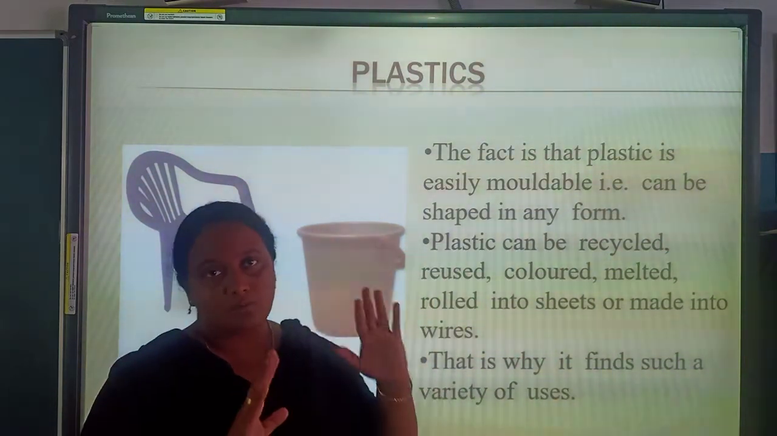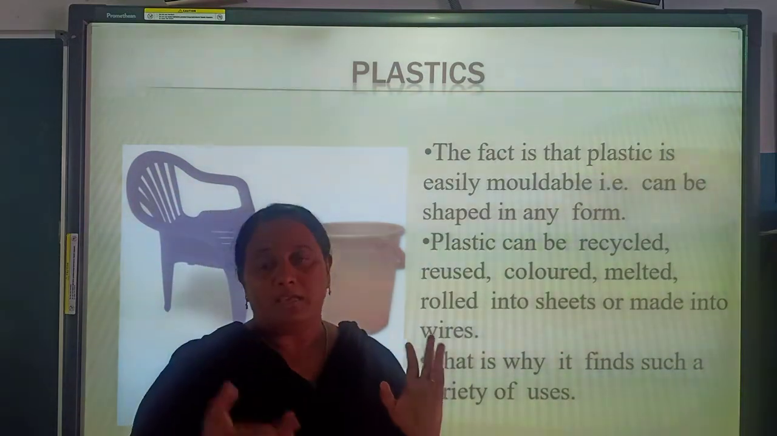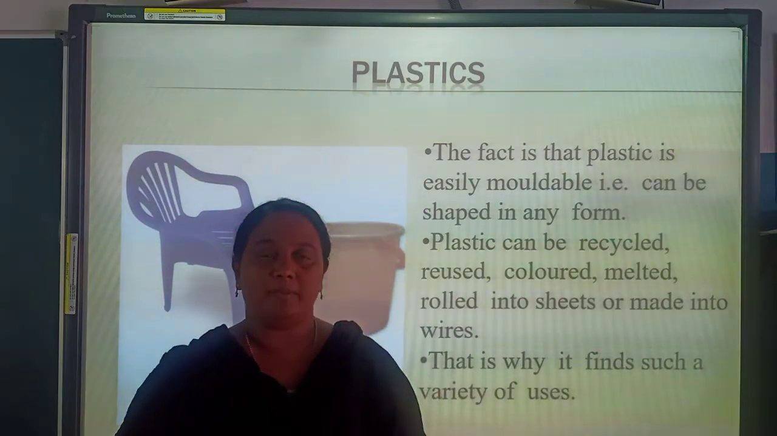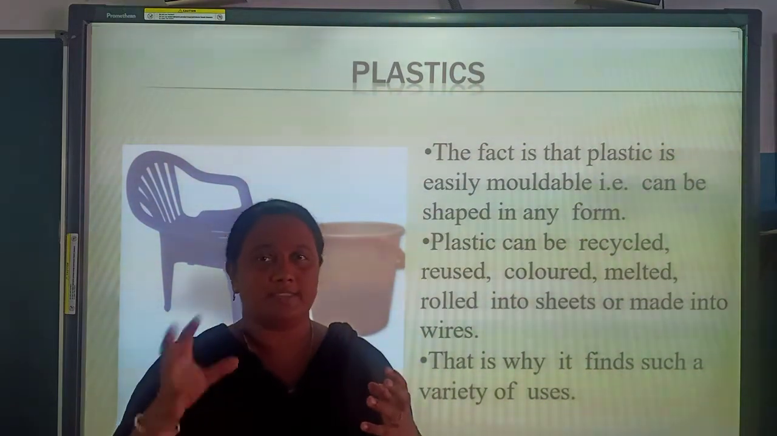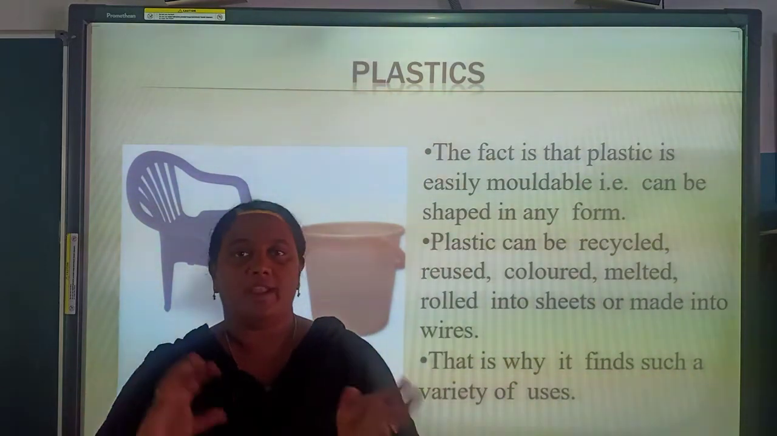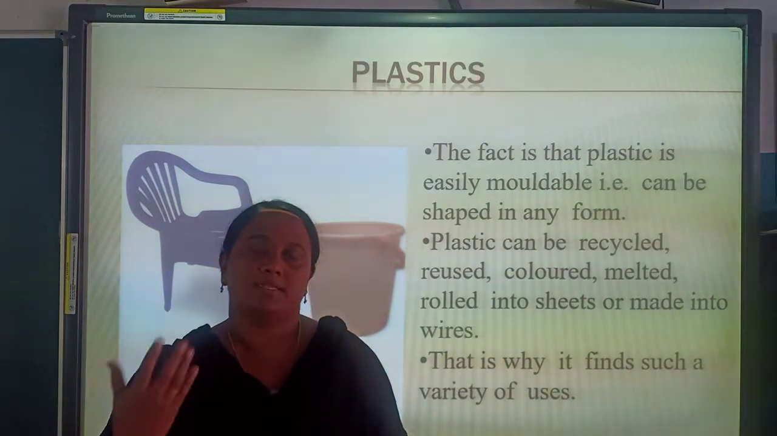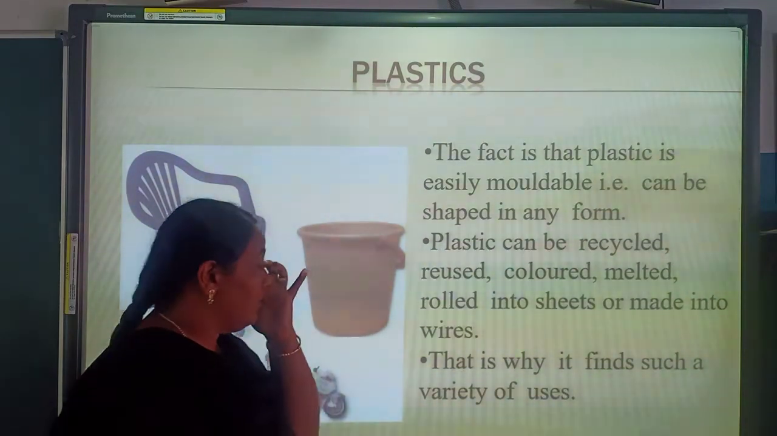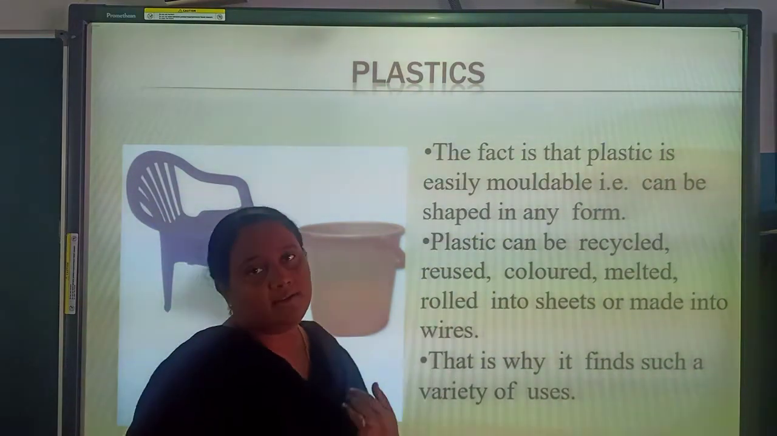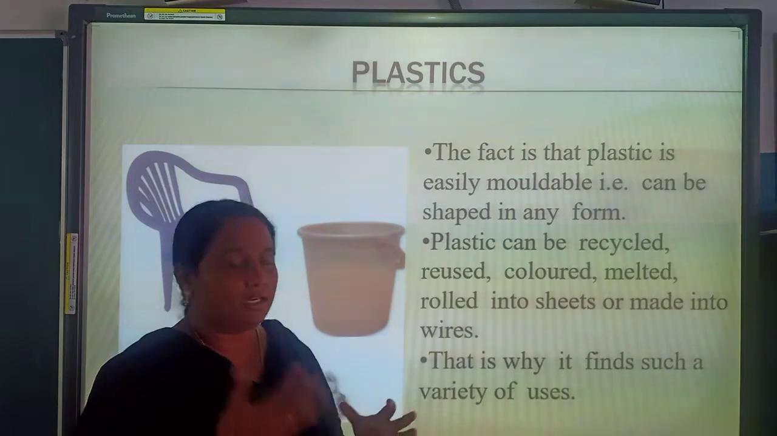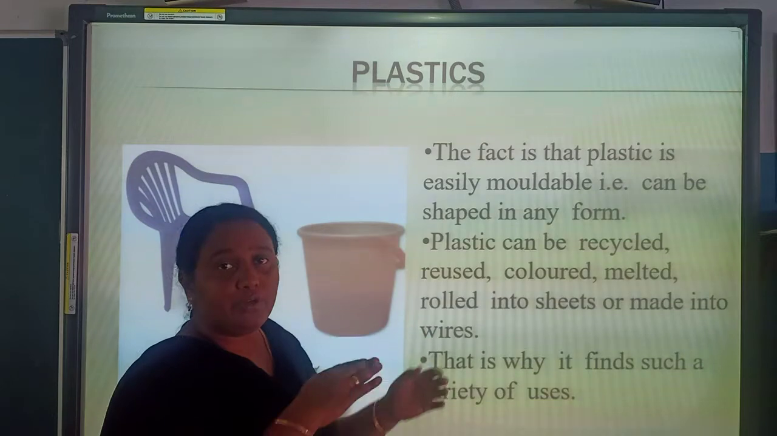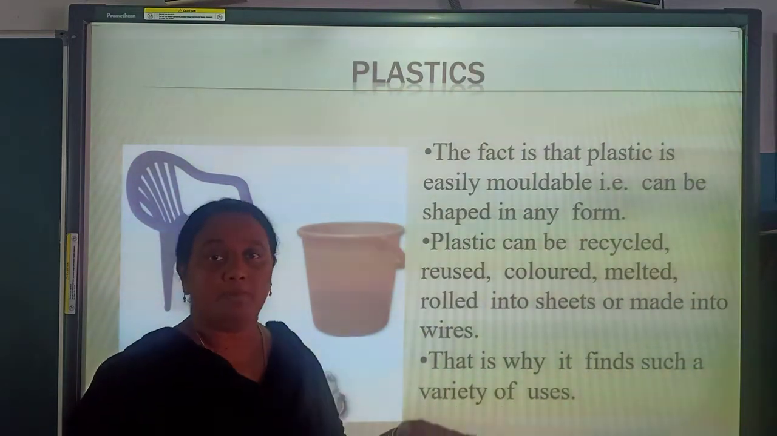One thing can be used in one manner. For example, toys can be used for kids to play with. After that, they can be remolded and used to make mats. So plastics can be recycled and reused. Different colors are available, and plastic can be melted and rolled into sheets. Sheet-like structures can be made.